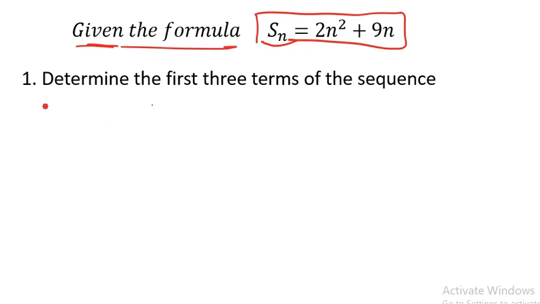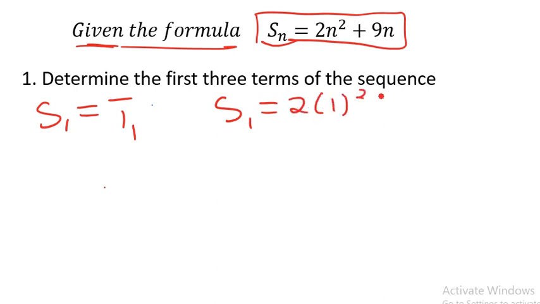What we know is that S1 is equal to T1. Why is that? S1 means we just have one term in the sequence, so that one term is the same as the first term of the sequence. That's why S1 is equal to T1. So let's find S1. Where there is N, I'm writing 1.